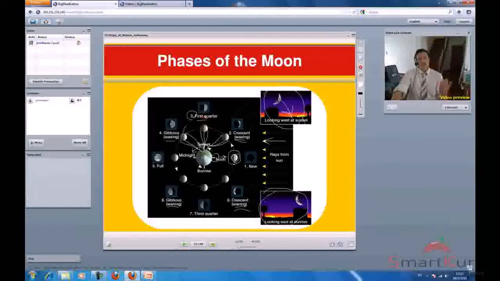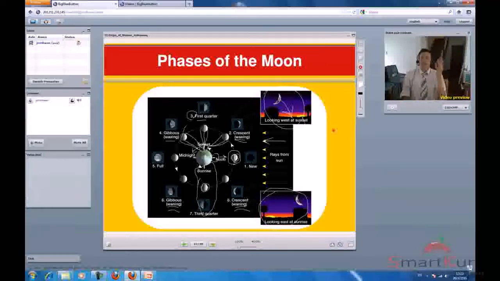So notice, if you see a crescent moon in the evening, like up here at the top of the slide, you know that the moon is waxing. It's getting bigger. If you see that crescent moon in the early morning, like down here at the bottom of the picture, you will know that the moon is waning and that soon we're going to have a new moon.